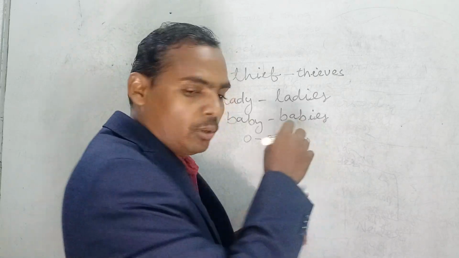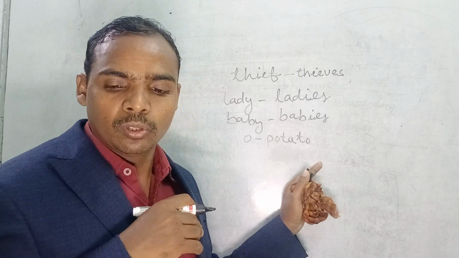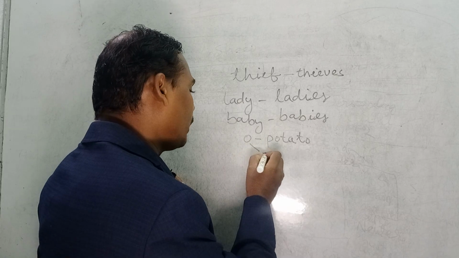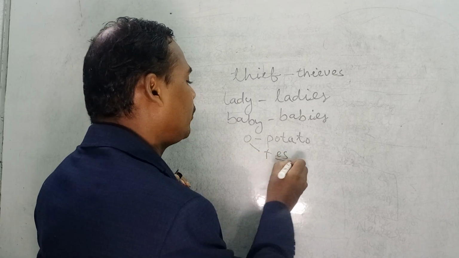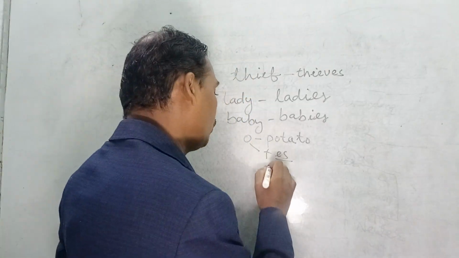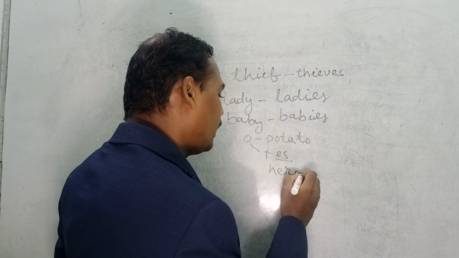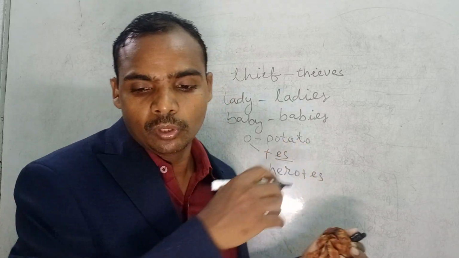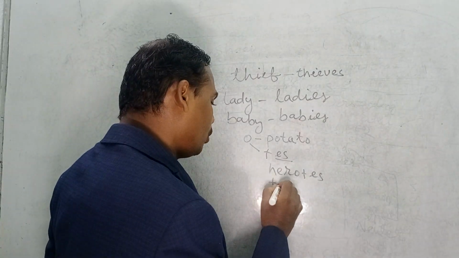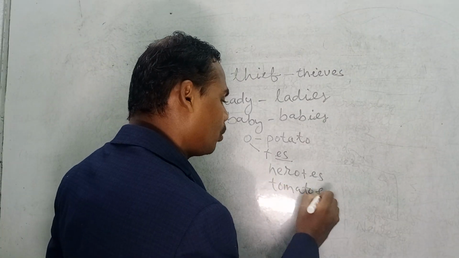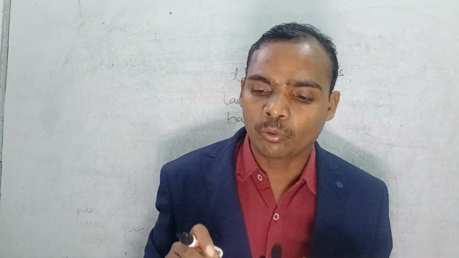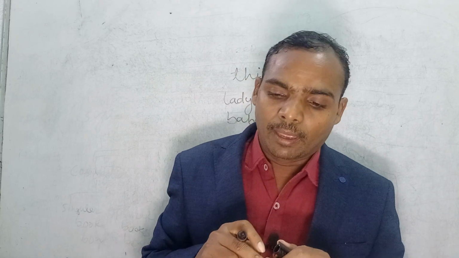If a noun ends in o, like potato, P-O-T-A-T-O, potatoes, then you add only es. Hero, H-E-R-O, heroes, you add es only. Then tomato, T-O-M-A-T-O, tomatoes. So if a noun ends with o, you add only es.